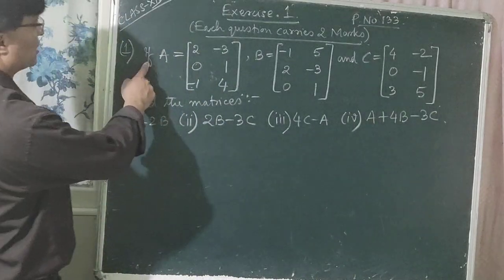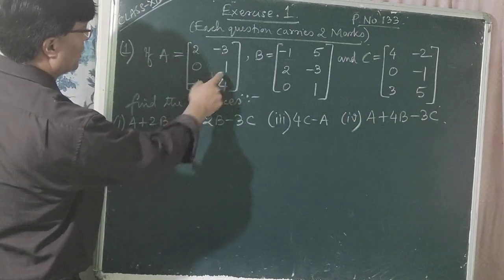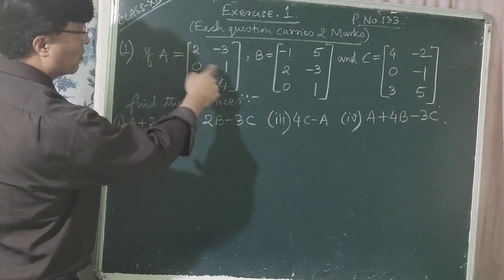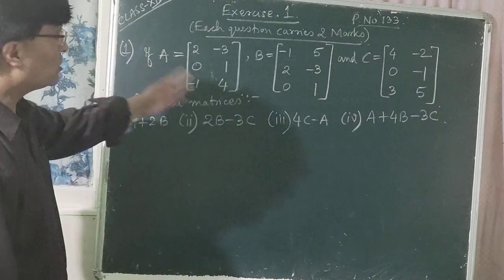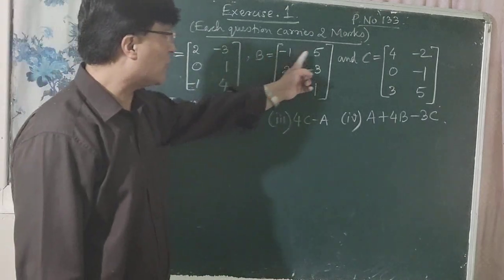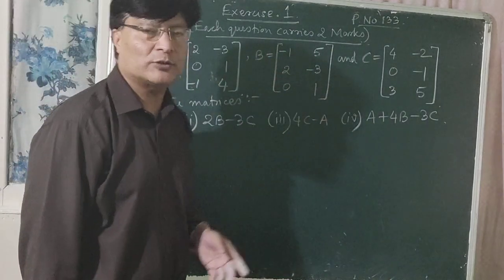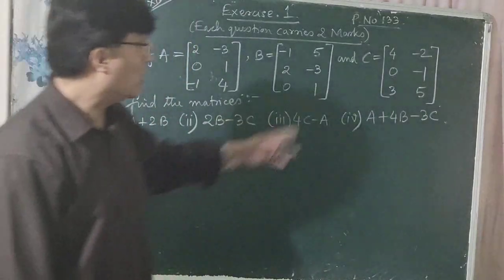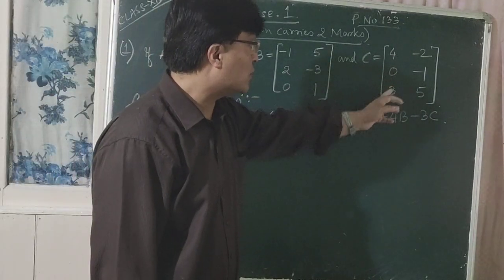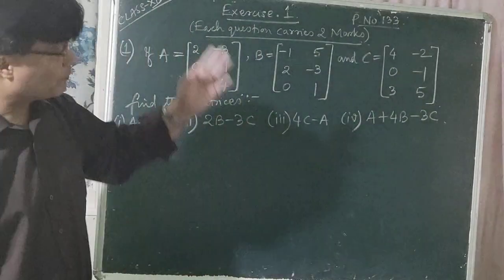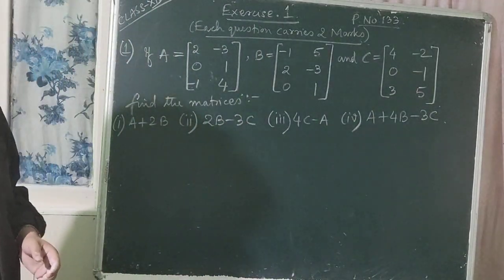So here the matrix A is given. A is equal to 2 minus 3 0 1 minus 1 4. This is a 3 cross 2 matrix, isn't it? 3 rows 2 columns. B is equal to minus 1 5 2 minus 3 0 1. This is also a 3 cross 2 matrix. And C is equal to 4 minus 2 0 minus 1 3 5. You know rows and columns, isn't it? So this is also of order 3 cross 2.